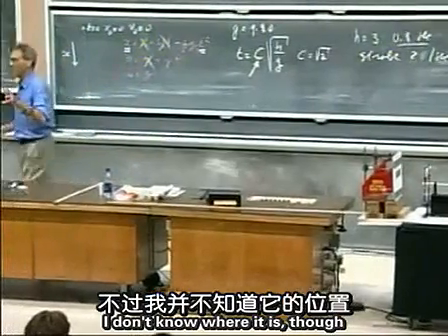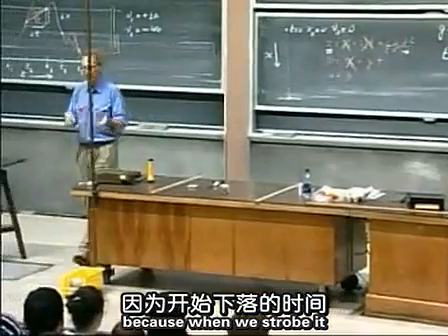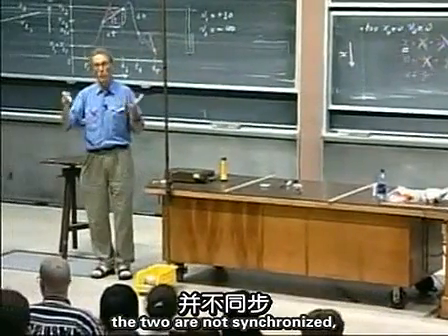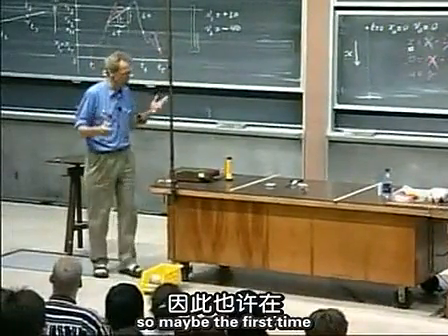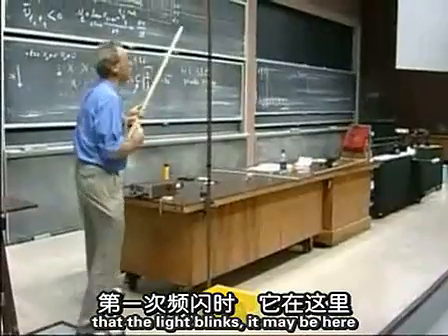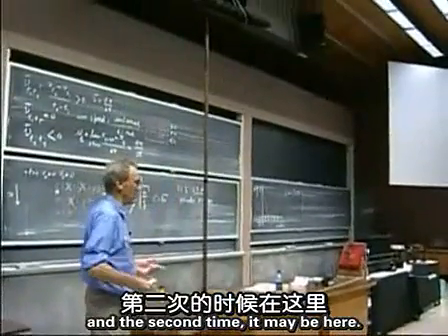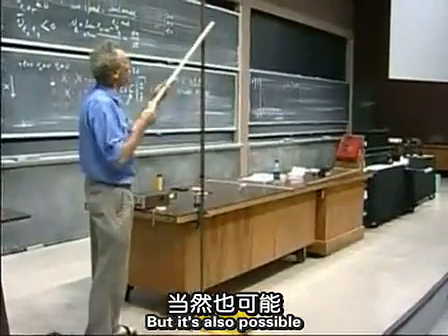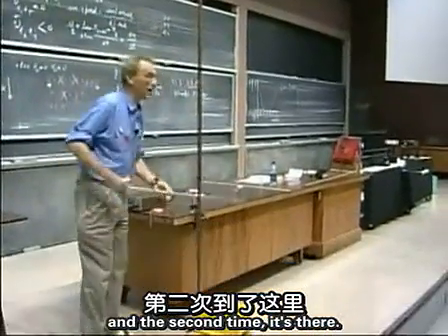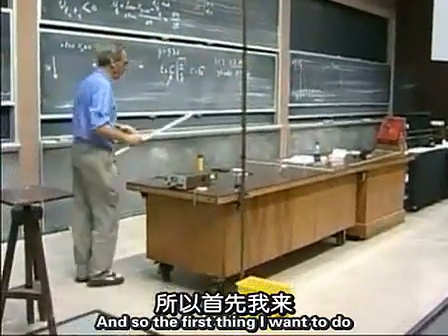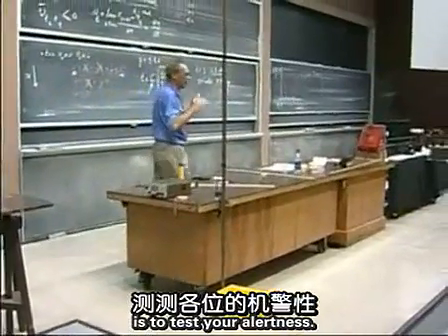I don't know where it is though, because when we strobe it and when I let the apple go, the two are not synchronized. So maybe the first time that the light blinks, it may be here, and the second time it may be here. But it's also possible that the first time it's here and the second time is there. And so the first thing I want to do is to test your alertness.